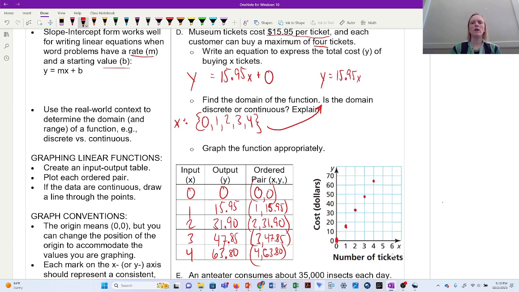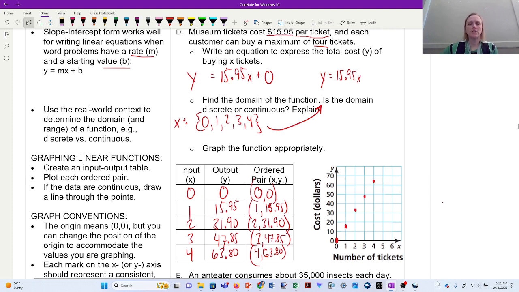Now, if this were a continuous function, I would go ahead and draw in a straight line here, but this is not a continuous function. My only choices are to buy 0, 1, 2, 3, or 4 tickets. And so it is more appropriate to leave these as separate dots and show the graph this way.